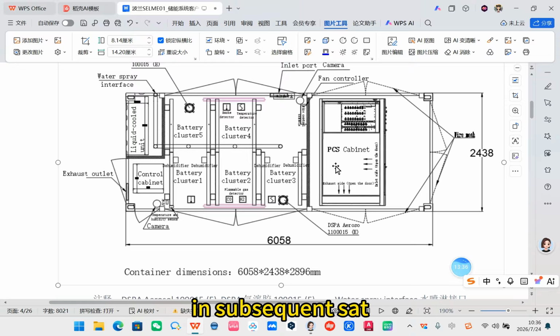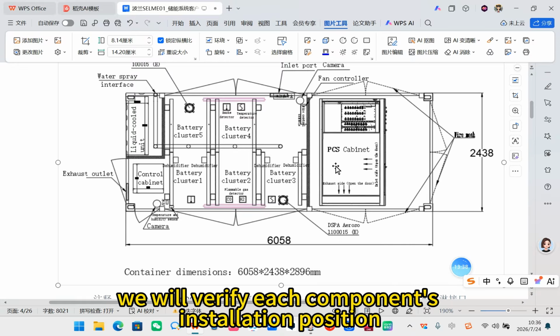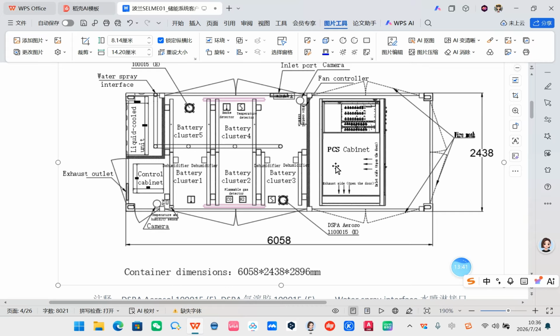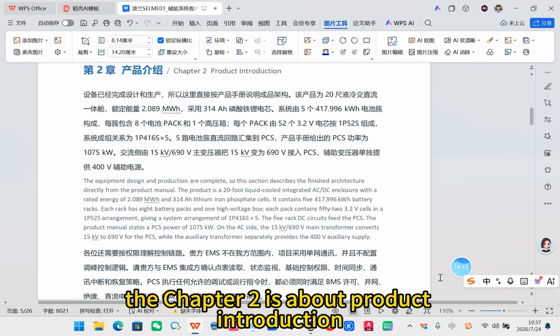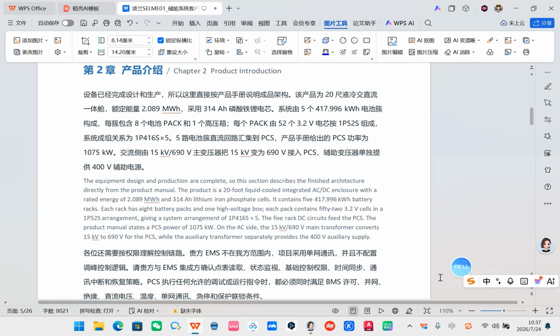In subsequent SAT, we will verify each component's installation, position, and wiring one by one according to this layout. So that's all about the layout. Chapter 2 is about product introduction.